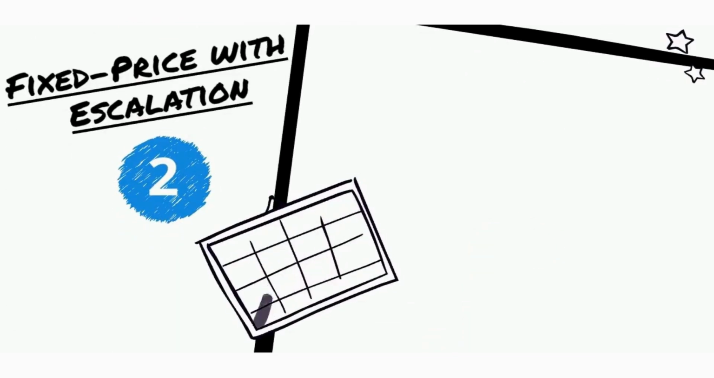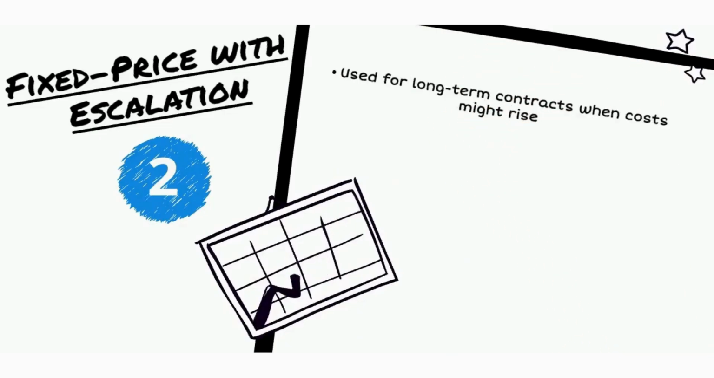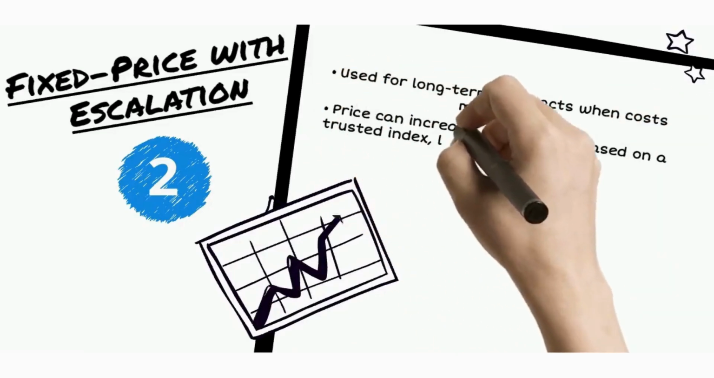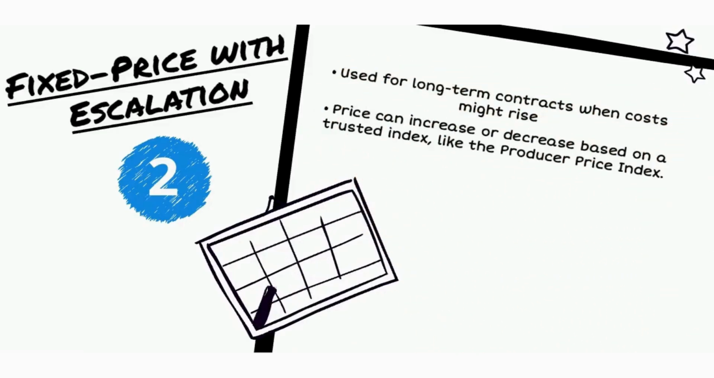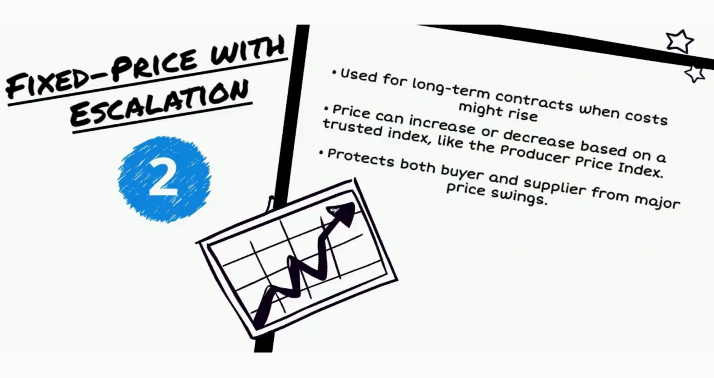The second type is fixed price with escalation. It is usually used for long-term contracts when costs have a chance of rising or changing. The contract sets a base price, but allows adjustments either up or down from the original set price, based on predefined market indicators. All price changes should be keyed to a third-party price index, preferably to a well-established, widely published index, like the Producer Price Index. This ultimately protects both buyer and supplier from any major price swings.